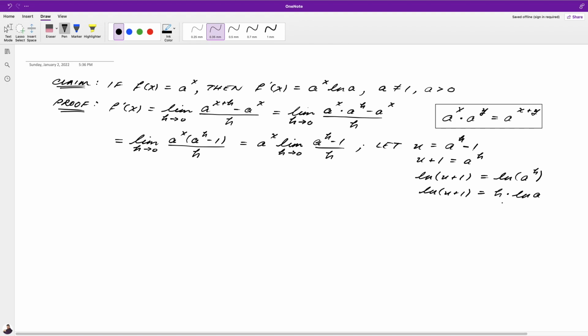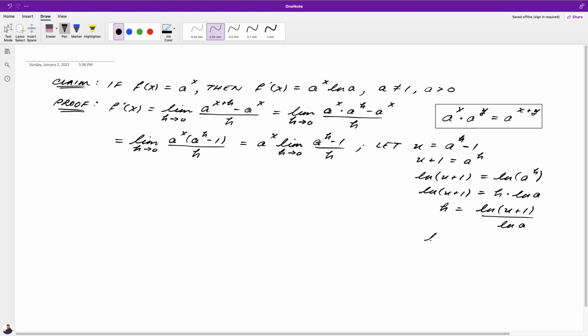Now, if I want, I can solve for h. I can write this as h is equal to the natural log of the quantity u plus 1 over the natural log of a. Might not need that, but let's keep that handy just in case.